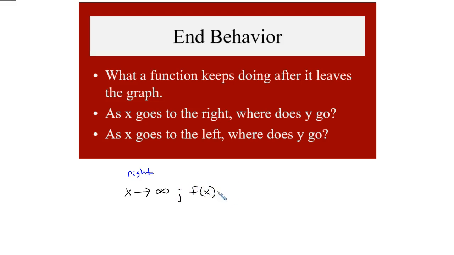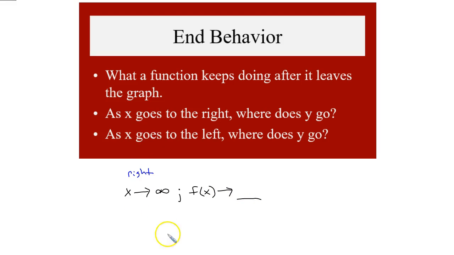What is happening to f of x? Where does it go? Remember, y and f of x are the same thing, so you could put y here and that would be fine. Where does it go? Is it going up? Is it going down? Is it approaching a number? What is it approaching as it goes to the right towards infinity? So this is going to be a fill in the blank kind of thing where you can always put x approaches infinity, f of x approaches, the arrow means approaches, something. We're going to talk about that in a second through an example.